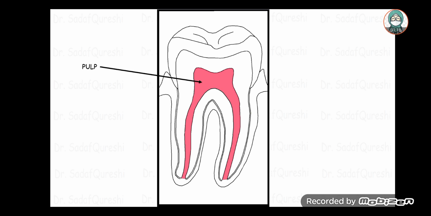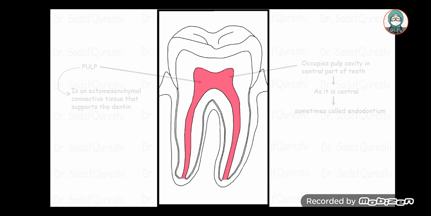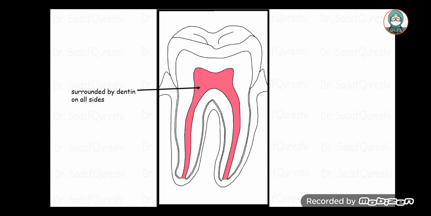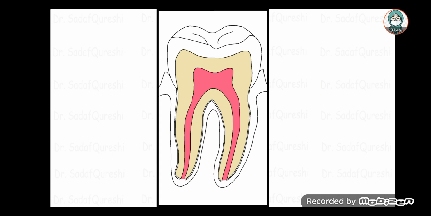to focus on it. This is pulp, and it is an ectomesenchymal connective tissue that supports the dentine. It is a cuboid pulp cavity in the central part of the tooth, and as it is in the central part of the tooth, it is sometimes called endodontia. Dental pulp is surrounded by dentine from all sides except at 2 points, that are the accessory canals and the apical pulp foramen, and these are 2 points from where the pulp communicates with the periodontal ligament.